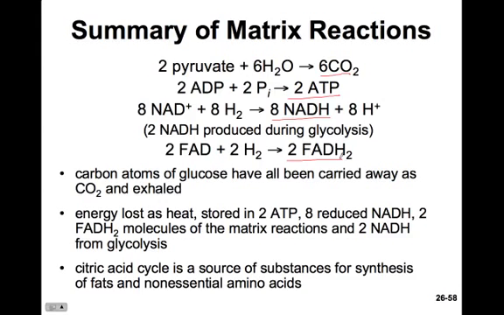Now the citric acid cycle not only oxidizes glucose metabolites, but it's also a pathway and source of intermediates for the synthesis of fats and our non-essential amino acids. We'll illuminate the connection between the citric acid cycle and the metabolism of other nutrients later on in the chapter.